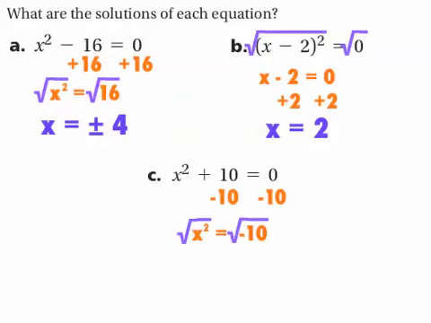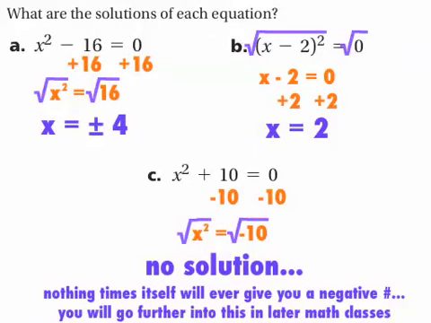What we're going to say right now when we're trying to take the square root of a negative number is that there is going to be no solution. If you think about it, nothing times itself is ever going to give you a negative number. A positive times a positive is always going to be a positive, and a negative times a negative is always going to be a negative. So it doesn't make sense, or you can't take the square root of a negative number and get a real number for an answer.